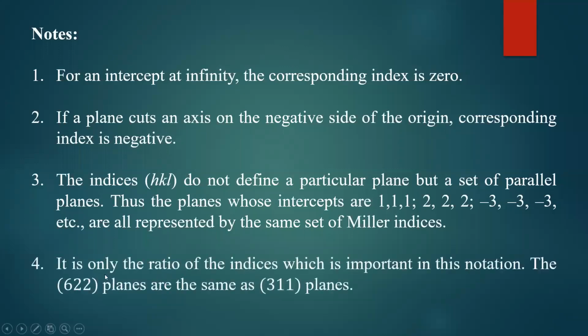The last one: it is only the ratio of indices which is important in the notation. Remember, the ratio of the indices is important in the notation. The Miller indices 6, 2, 2 planes are the same as the Miller indices 3, 1, 1 planes, because they have common multipliers. If HKL equals 6, 2, 2, they can be represented as HKL equal to 3, 1, 1 also. They are exactly the same. Okay, remember that.